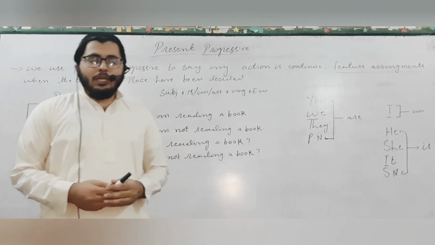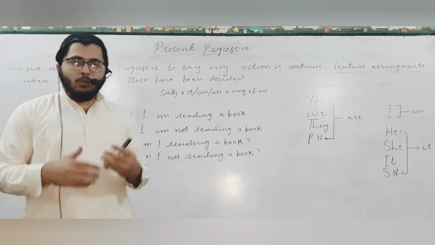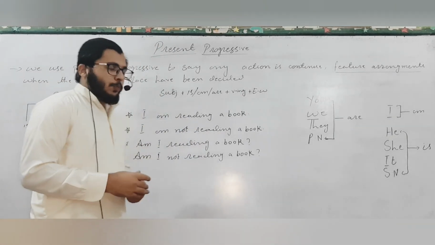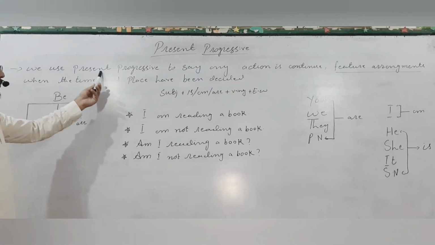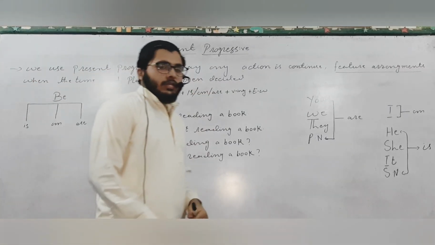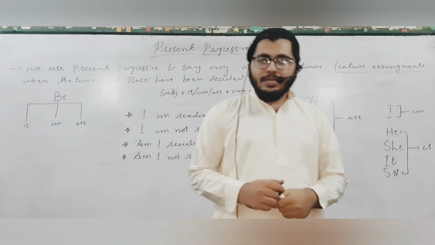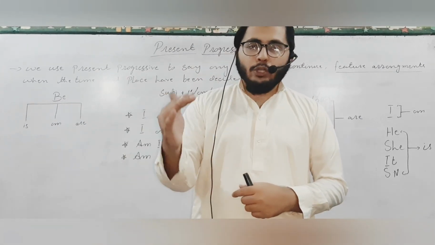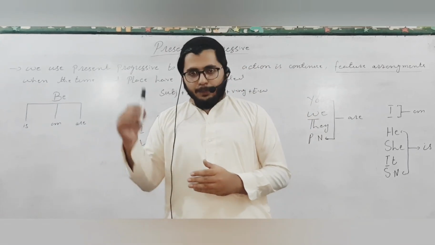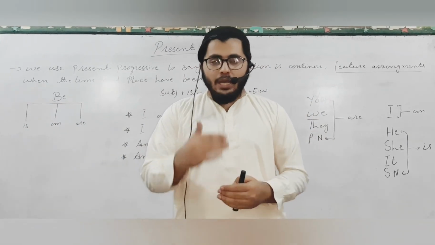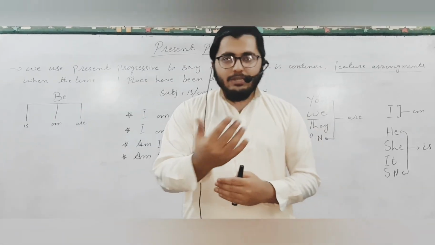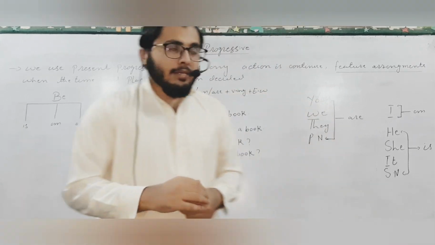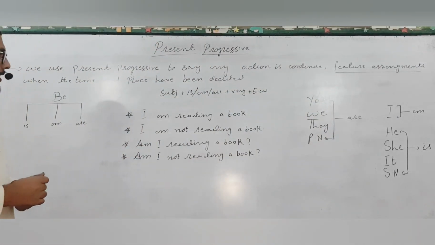So today we are going to learn about present progressive, what it is, how we use it, and what the definition of present progressive is. We use present progressive to say that any action is continued. It means that when the action is continuously going on, we use present progressive. Like how I'm talking to you, I'm teaching you, the action is continuously going on. So there we use present progressive.